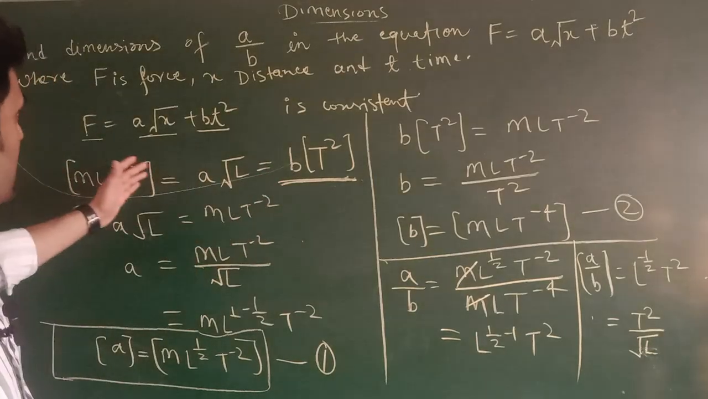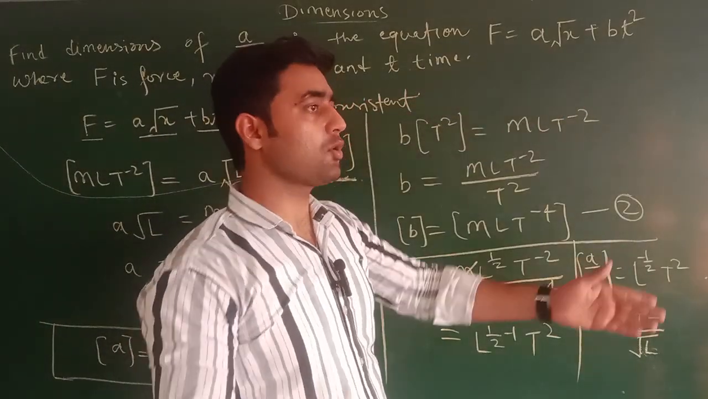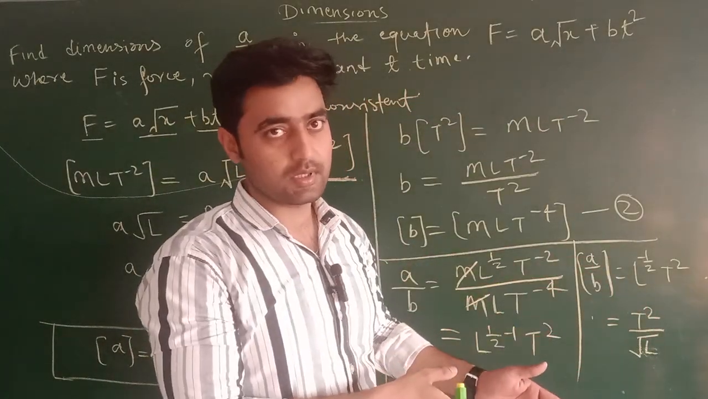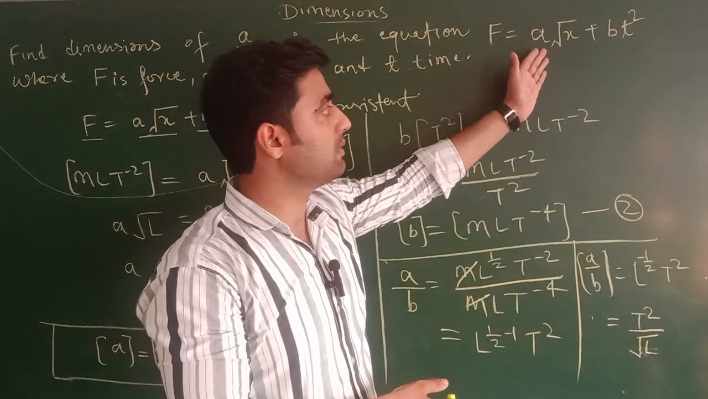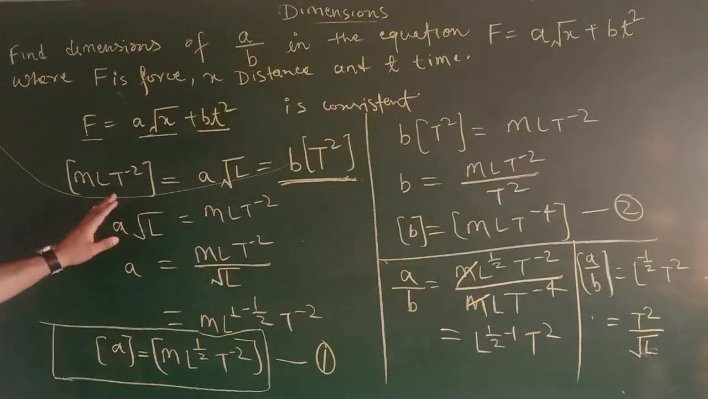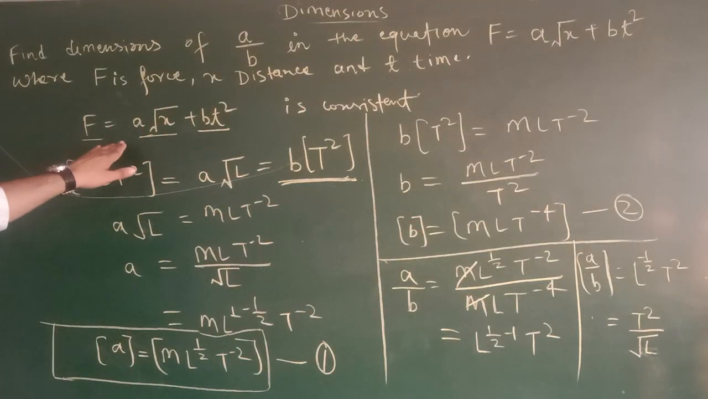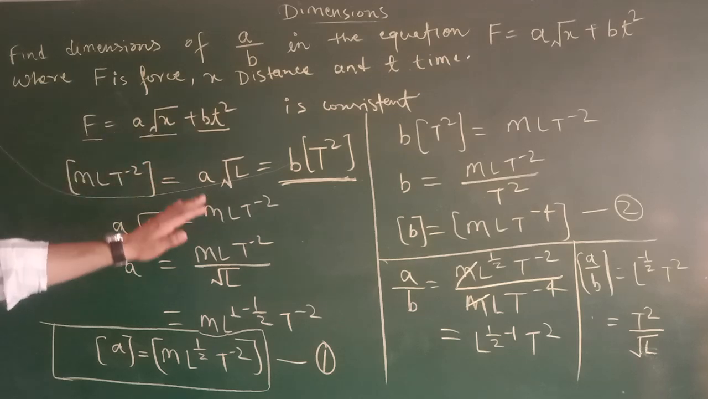Then we also saw that if any question is given and it is also explicitly mentioned in the question that the given equation is consistent, then probably you would be asked for the dimensional formula of any unknown like a and b. So what we will have to do, we will have to first consider the fact that the given equation is already consistent. We will not have to prove that.